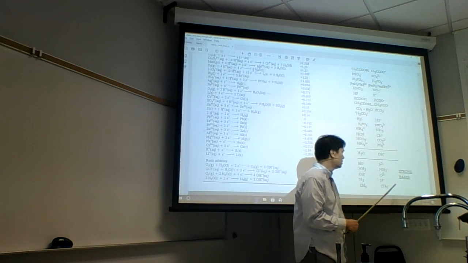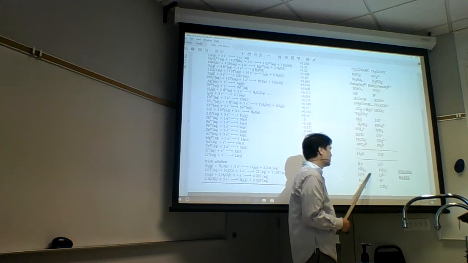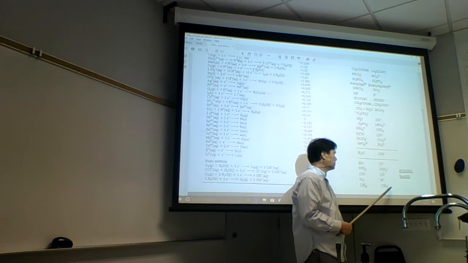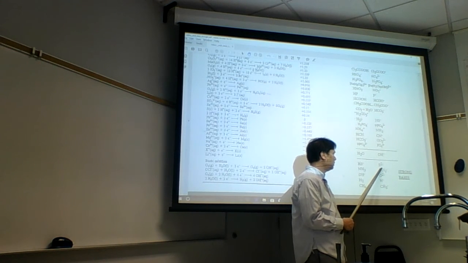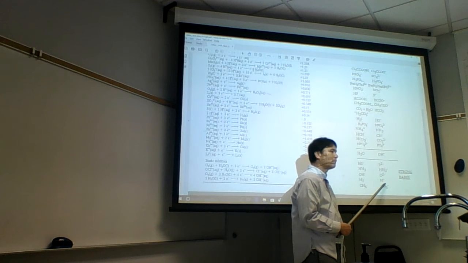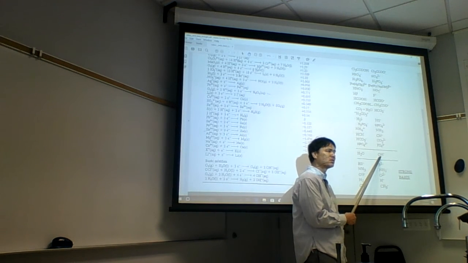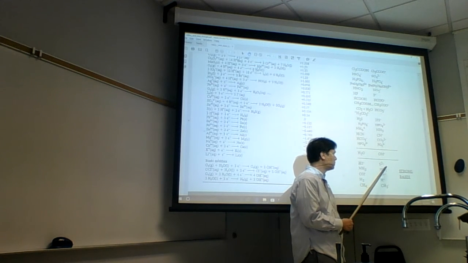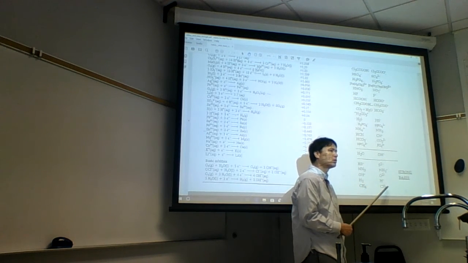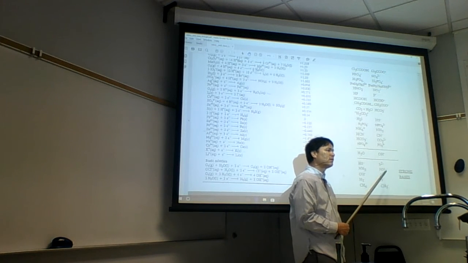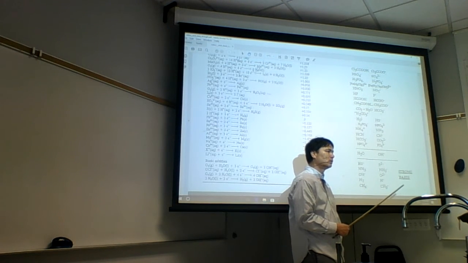And so the interesting thing about all these is this. There's something called the leveling effect. The leveling effect is that all these bases have the same strength in water because all of them yield the strongest base that can exist in water, which is hydroxide. And so all of these bases attack water to produce hydroxide, except one of these is a little bit stronger. The rest are the same.